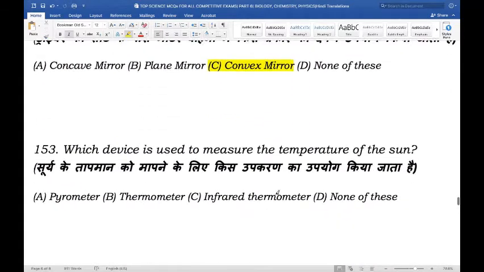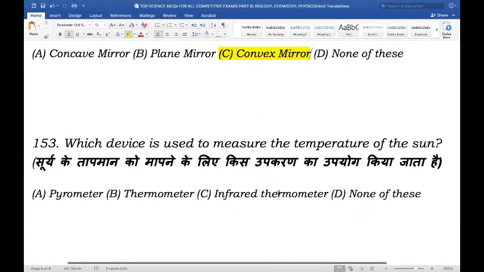Question number 153. Which device is used to measure the temperature of a sun? Is it A. barometer, B. thermometer, C. infrared thermometer, or D. none of these? So in order to measure the temperature of the sun, a barometer is used. Barometer is a non-contact device detecting and measuring thermal radiation, a method known as pyrometry.